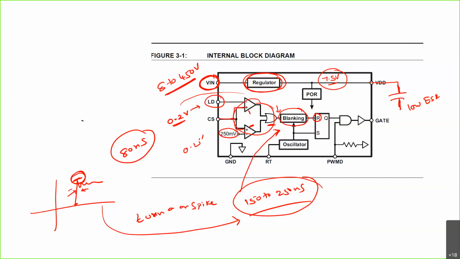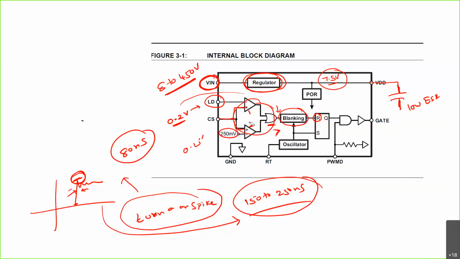So this is to avoid the turn off of this MOSFET due to these turn on spikes in peak current control of this buck converter. Since we are using peak current control, we can expect some turn on spikes. These turn on spikes will accidentally turn off the MOSFET. To avoid that, we require some blanking time.